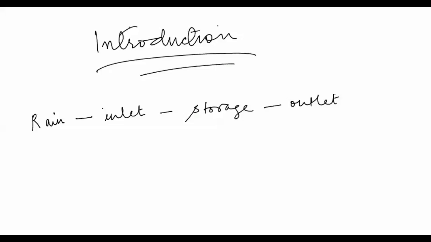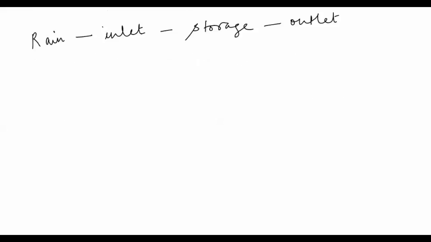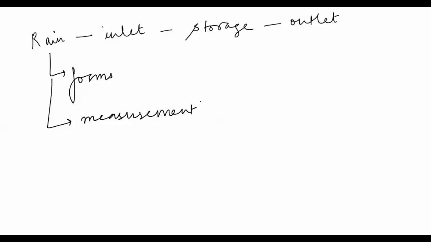And rain has different forms also. So we'll be studying the different forms of rain. How is the rain measured? So measurement of the rain and the various floods. Rain causes floods. So we'll be studying how flood occurrence is determined, what can be the preventive measures from the floods, all this. So let's start with it.